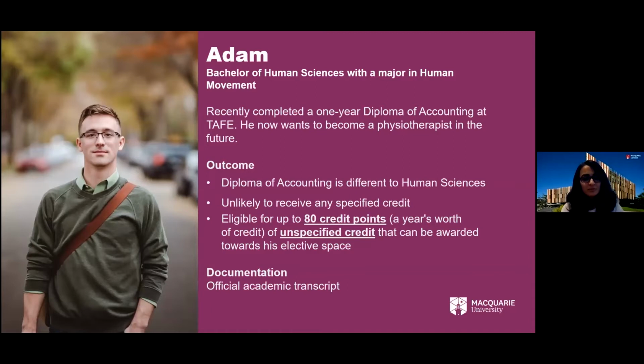Now in Adam's case, because his diploma of accounting is different from a Bachelor of Human Sciences, it's unlikely that he will receive any specified credit. Remember, specified credit is credit granted towards required units within your degree. However, Adam may be eligible for up to 80 credit points, and that's a year's worth of unspecified credit that can be awarded towards his elective space.